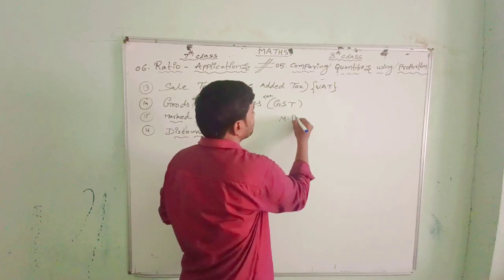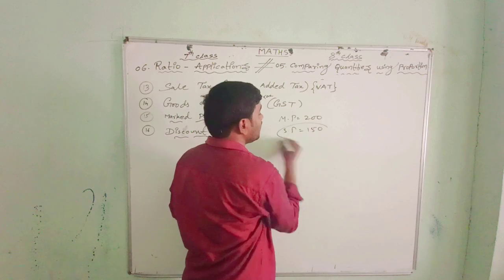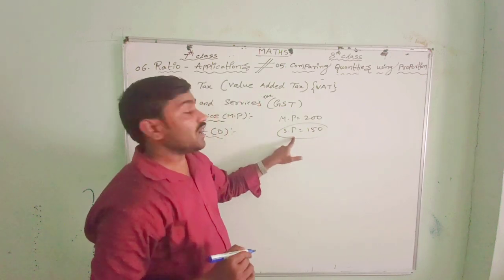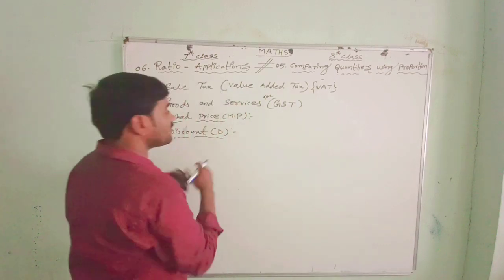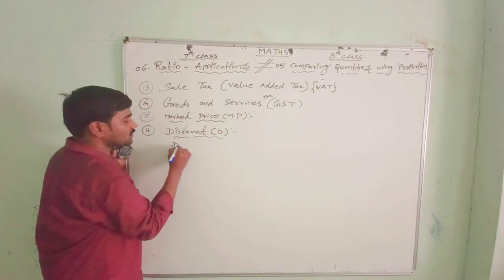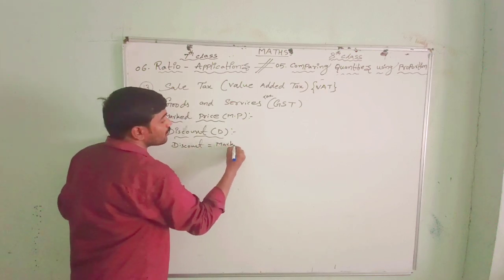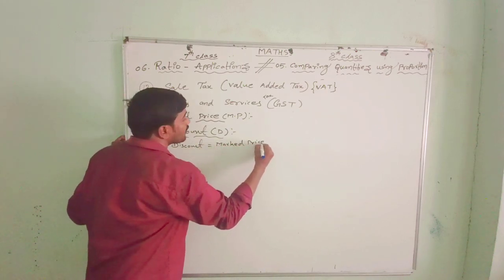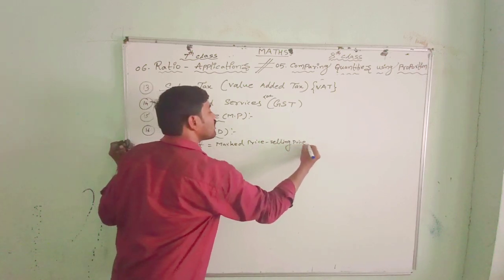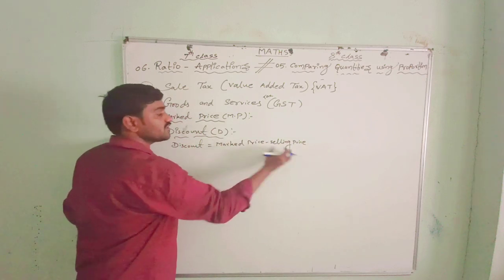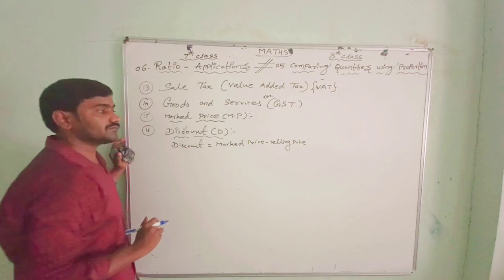Suppose the market price is 200 and they are selling for 150 rupees. On this 150 they don't give you a discount. On this 200 only, on the market price only, they will give the discount. Then there is a formula for the discount: discount equals market price minus selling price. From total market price minus selling price, 200 minus 150, 50 is the discount. This is the discount.